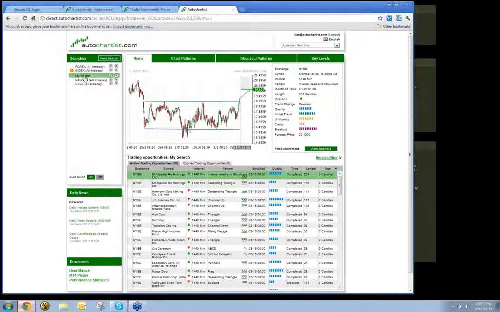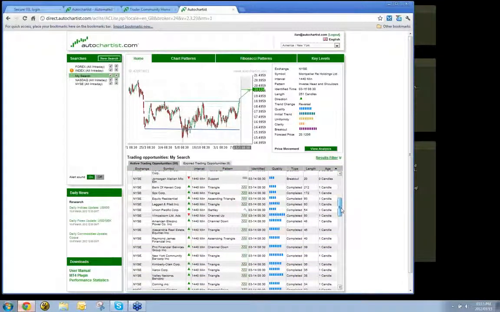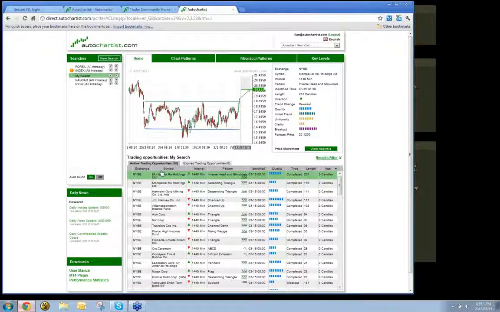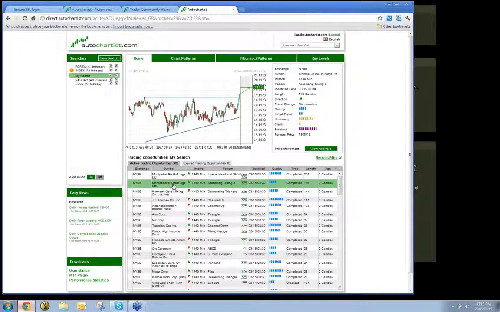I've selected my search, which I'm sure you recall was basically New York Stock Exchange, anything between $5 and $100. Now, the next most important section in Autochartist, which I'm highlighting at the moment, is the active trading opportunity section, which is really just a list of trading opportunities that Autochartist has identified. In my search, I selected end of day New York Stock Exchange, so all the opportunities here are based on end of day opportunities on the New York Stock Exchange.